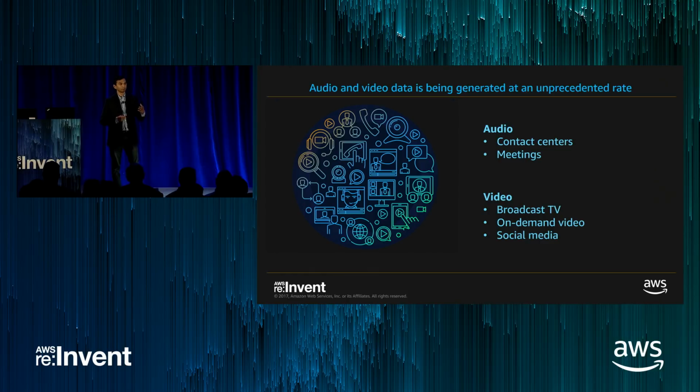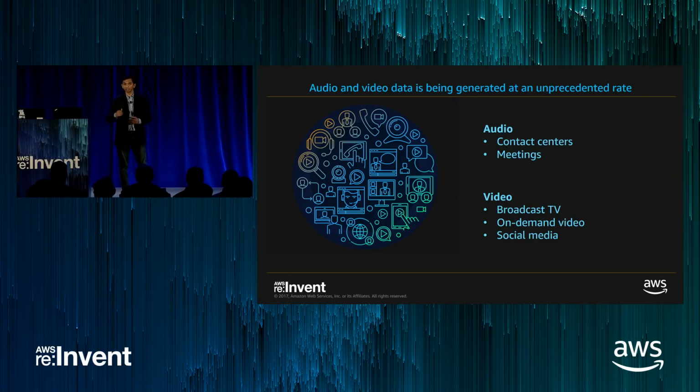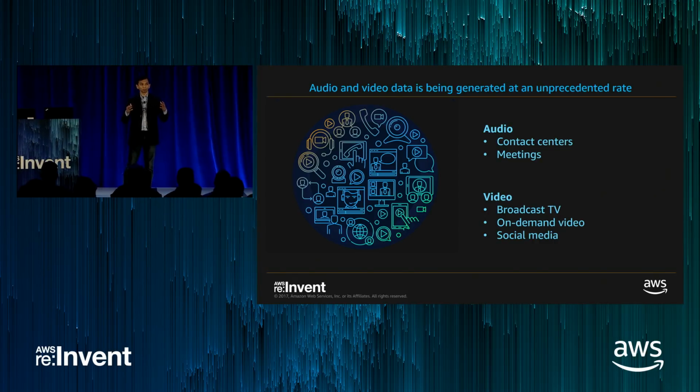Broadcast TV needs closed captions to make it accessible. If you are a producer of on-demand video, you want to add subtitles, translate them into many languages, make it accessible across the world. If you have social media, you want to engage with your customers with the right advertisements. But how do you do all that?